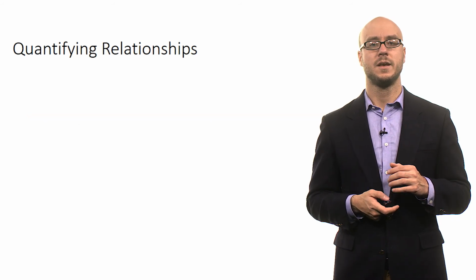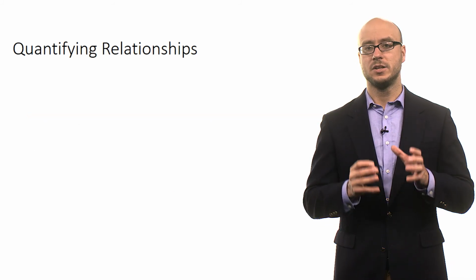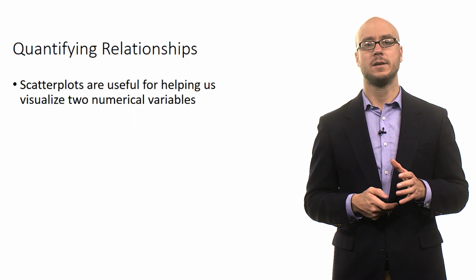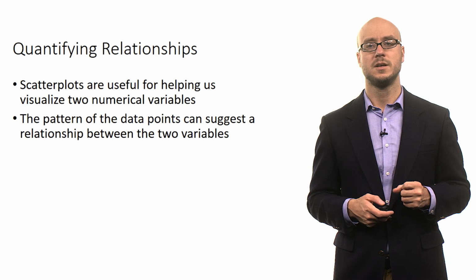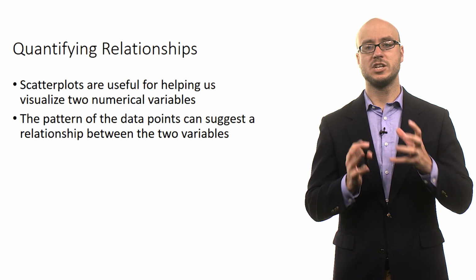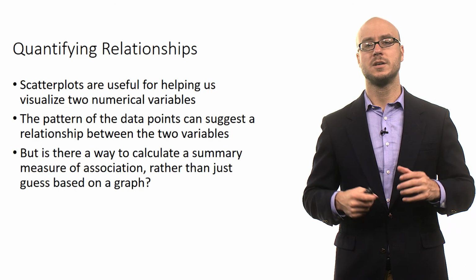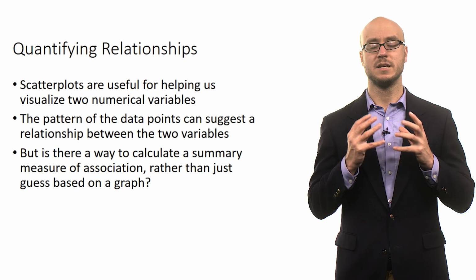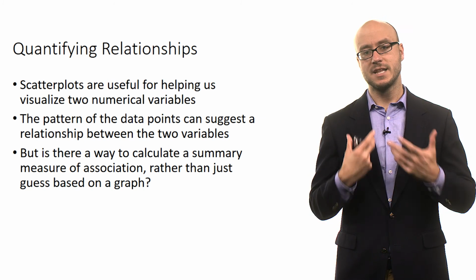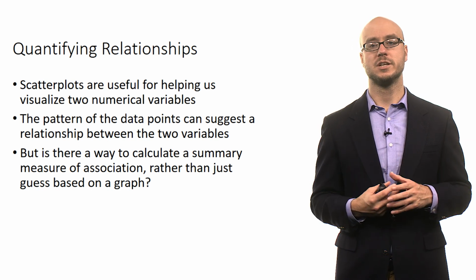With that said, we might want to say, well, scatter plots are useful for helping us to visualize two numerical variables. And we can look at a suggestive pattern between the two variables, but is there a way to calculate a summary measure of association rather than guess based on a graph? And it's to that topic we'll turn in just a moment.